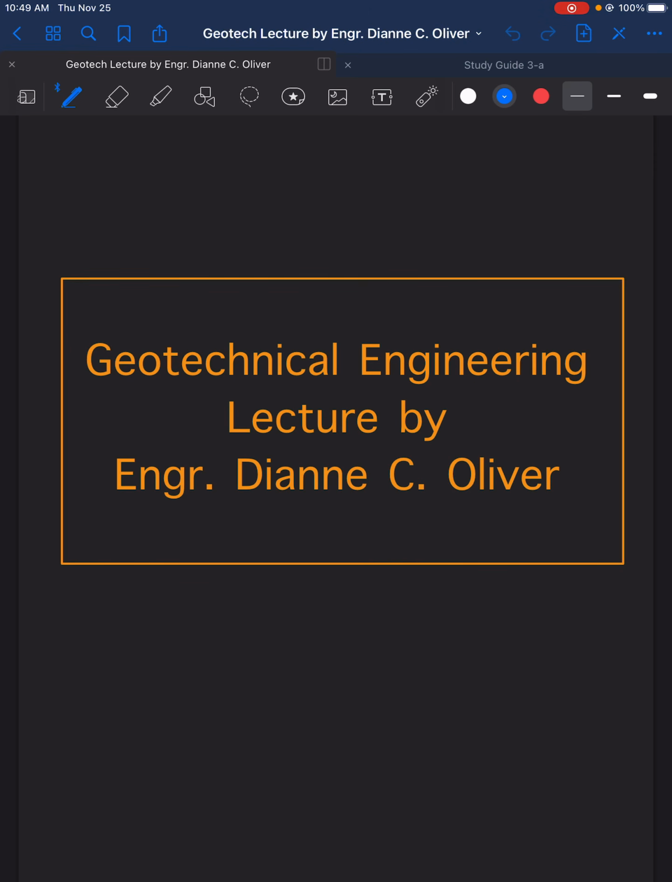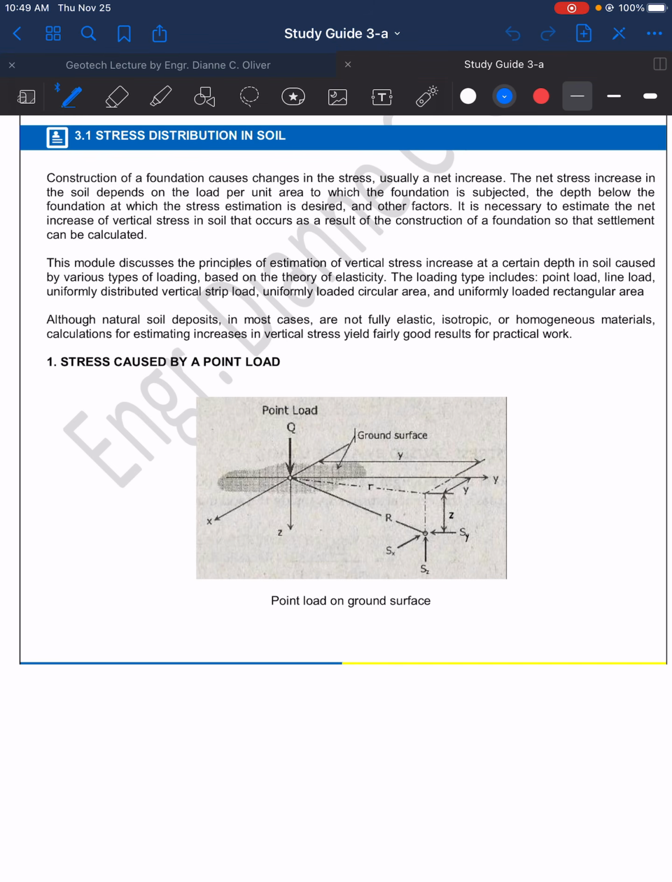So let's have a new topic in Geotechnical Engineering, and that is stress distribution in soil. Construction of a foundation causes changes in the stress, usually a net increase. The net stress increase in the soil depends on the load per unit area to which the foundation is subjected, the depth below the foundation at which the stress estimation is desired, and other factors.